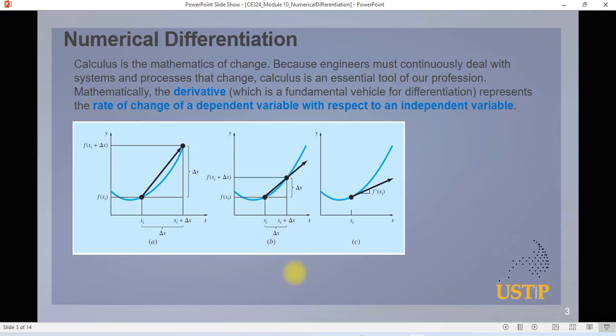Here is a representation of changes, or rates of change, in a function. For example, you have this graph of a function in blue, which is f of x. Then you have a certain value xi and another value xi plus delta x, wherein the difference between xi and xi plus delta x is delta x, and then the difference between f of xi, which is the function f of x substituted with xi.